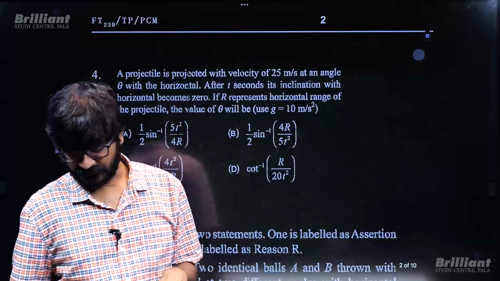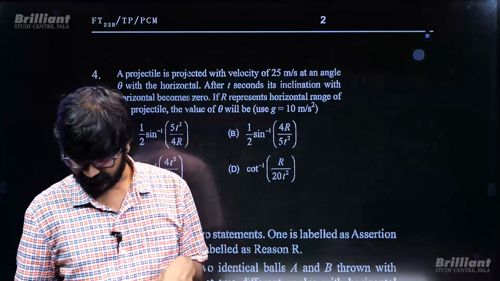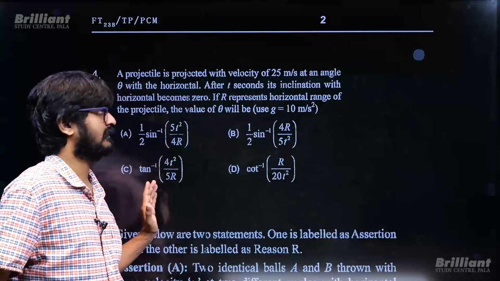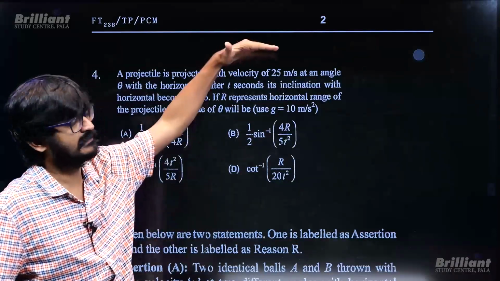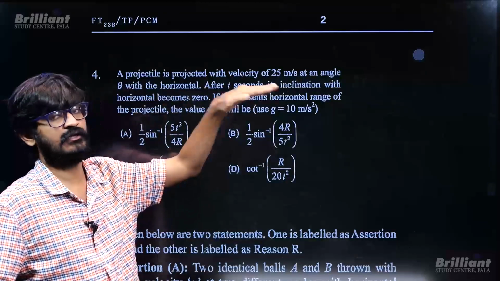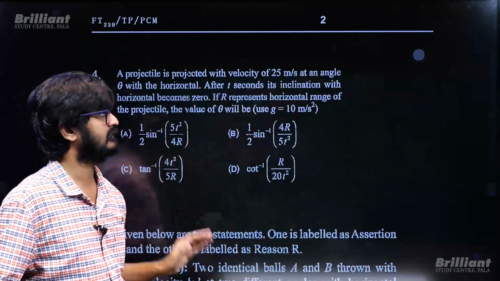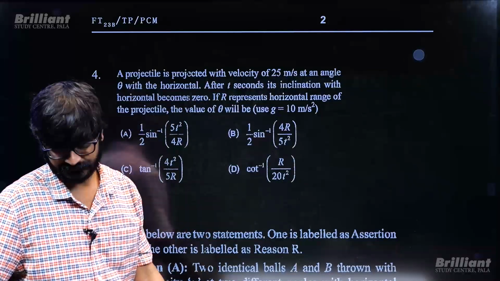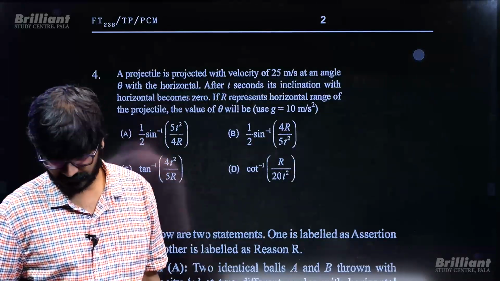A projectile is projected with velocity at an angle. After t seconds, its inclination with the horizontal becomes 0. So inclination with the horizontal becoming 0 means it is the topmost point. At the topmost point, velocity will be in the horizontal direction. So with the horizontal direction, it is making an angle of 0 degrees. So small t represents the time taken to reach the maximum height. R represents the range. You need to find the value of theta.